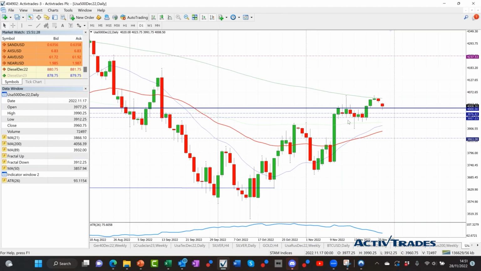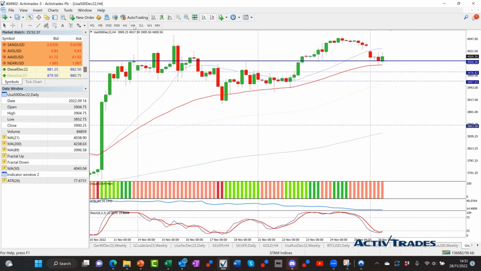I think we just pivot around this for the next couple of days until we get some clarity from Powell and the data. That would be my particular view on that. The 4-hour chart is sitting above 4,000, sitting above the 50 period moving average, which has acted as good support there. Just look at that, good support. So as I said, I think we just continue to do that.